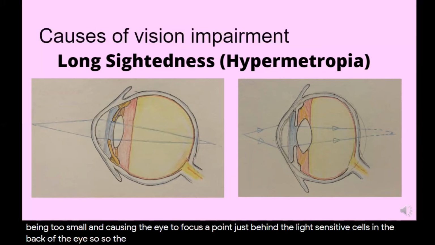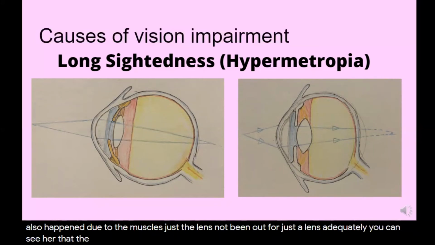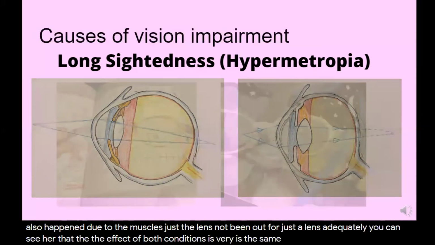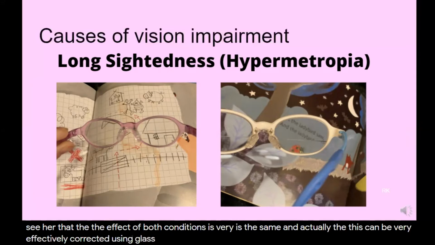So the image projected onto those light sensitive cells is blurred. This can also happen due to the muscles that adjust the lens not being able to adjust the lens adequately. You can see here that the effect of both conditions is the same, and actually this can be very effectively corrected using glasses.